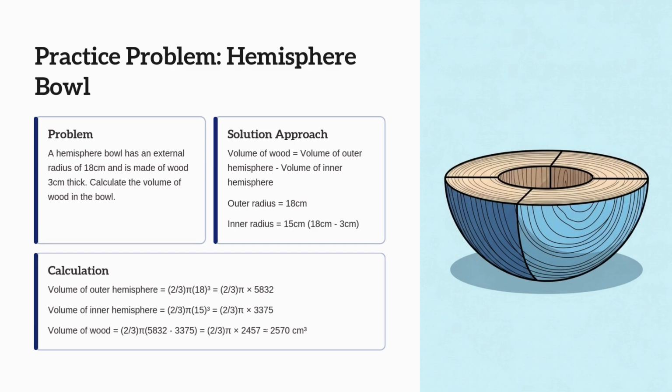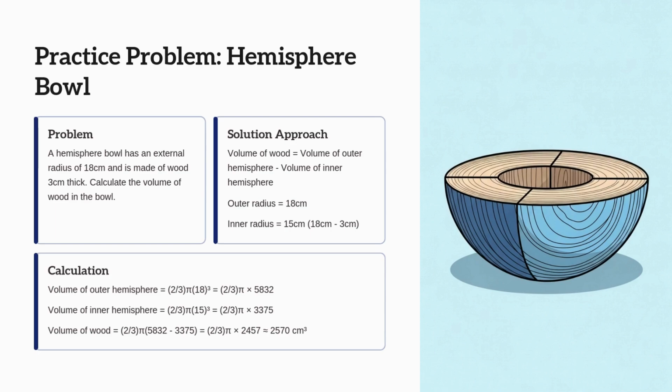Step 3. Volume of the outer hemisphere. The formula for the volume of a hemisphere is 2/3 multiplied by pi multiplied by radius cubed. For the outer hemisphere, volume equals 2/3 multiplied by pi multiplied by 18 cubed. 18 cubed equals 5,832. So the volume of the outer hemisphere equals 2/3 multiplied by pi multiplied by 5,832.